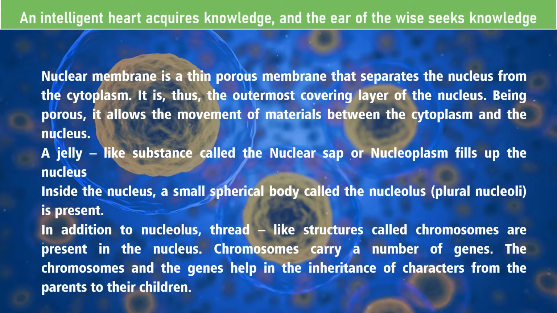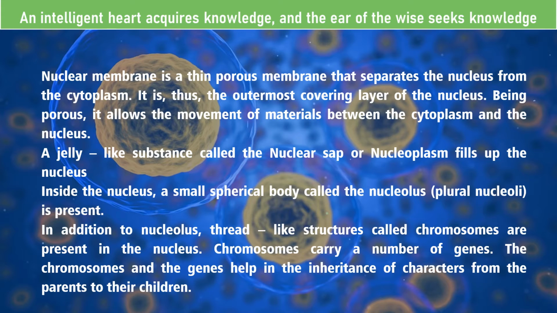It is thus the outermost covering layer of the nucleus. Being porous, as I have told in the previous one also about porous, tiny small holes are there. It allows the movement of materials between the cytoplasm and the nucleus. So because it is porous, with small tiny holes, things from the cytoplasm can come inside and things from inside can go out.